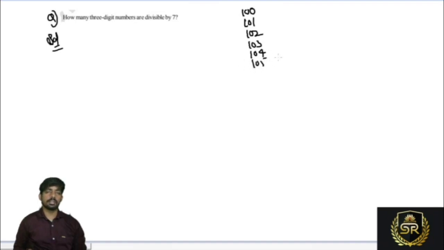7 ones are 7. 105 is divisible by 7, and add 7 to 105. What will you get? 112, and so on up to the last number. We don't know, right? 999 is our last number. Check whether it is divisible. It is not divisible, right? 994 is divisible by 7, right? So here 994 is divisible by 7.